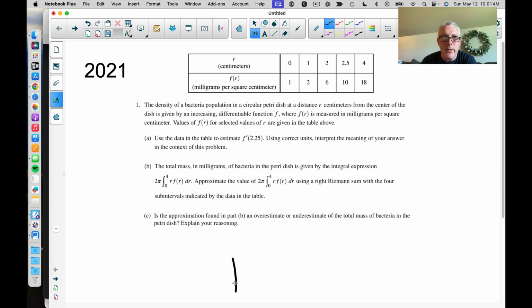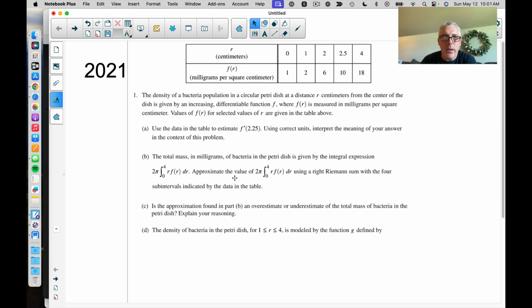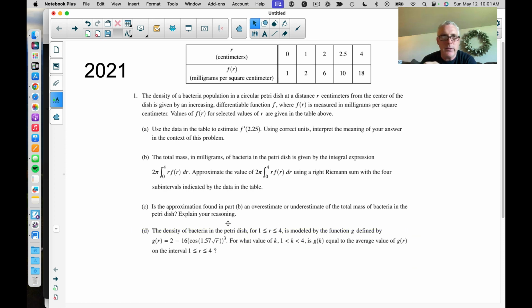Let me talk D. Get rid of this. All right, this one is going to be lots of calculator. The density of bacteria is modeled by the function, and they give us this ugly equation. It's a calculator question. We're going to use it. We're going from 1 to 4. It says k's, we're thinking x's.